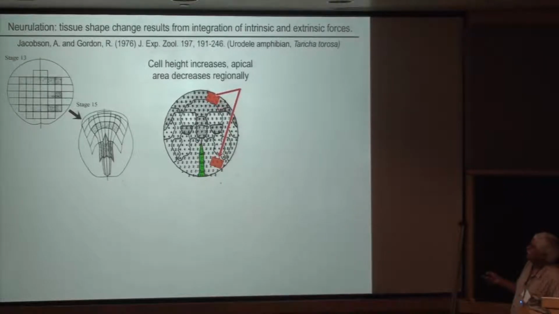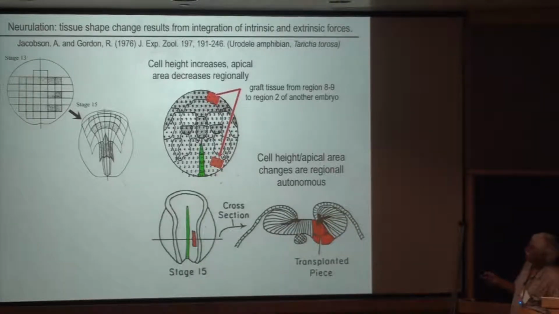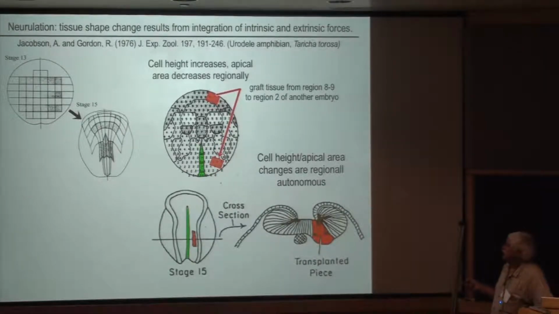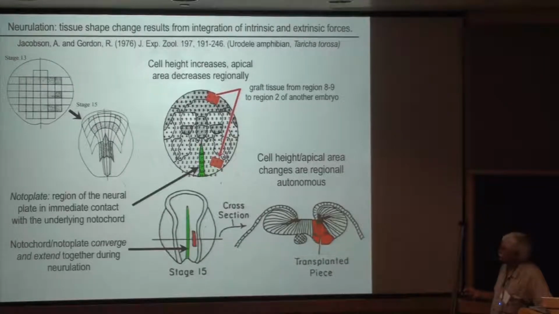And then he took a thick region from up here and put it in the thin region, and found that as the animal developed, this local piece's height program was autonomous. If you move this up here, it maintains its height change program. And so that's an autonomous function.